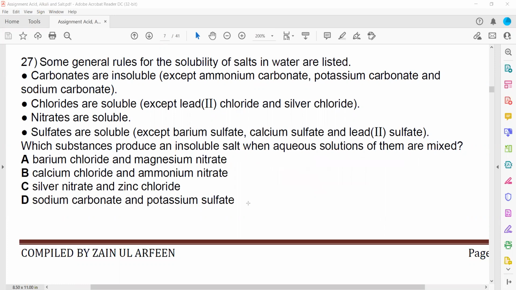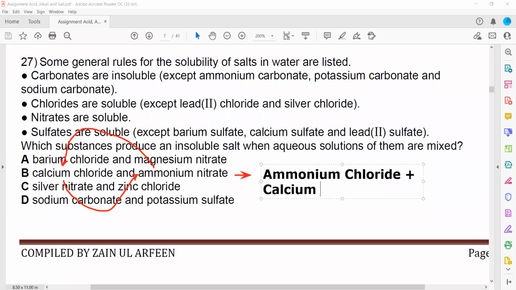When we check the second option, calcium chloride plus ammonium nitrate, what will be the result? Ammonium will take the position of calcium and calcium will take the position of ammonium. As a result, it will produce ammonium chloride plus calcium nitrate.